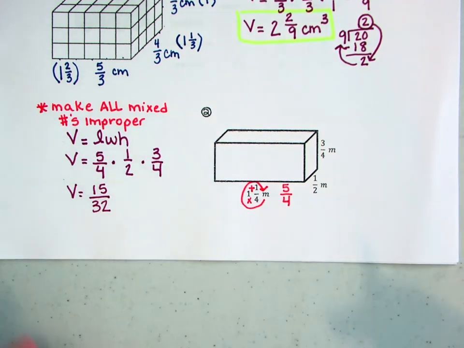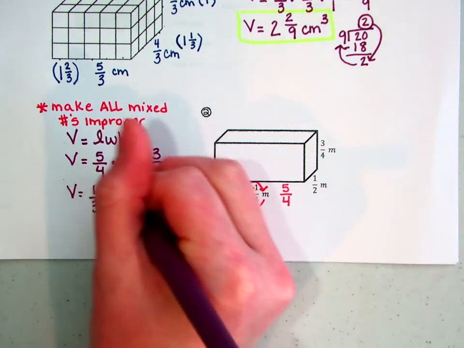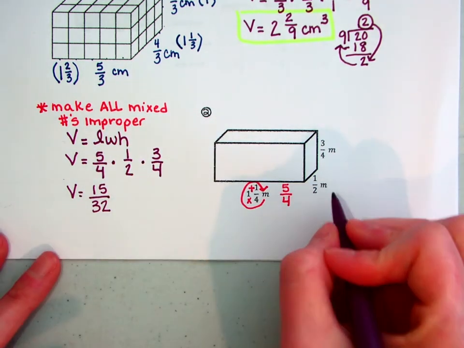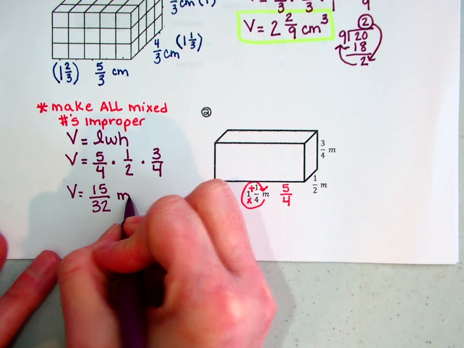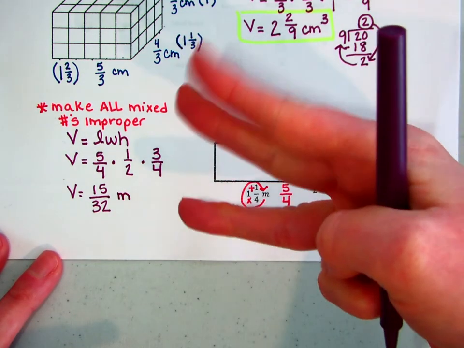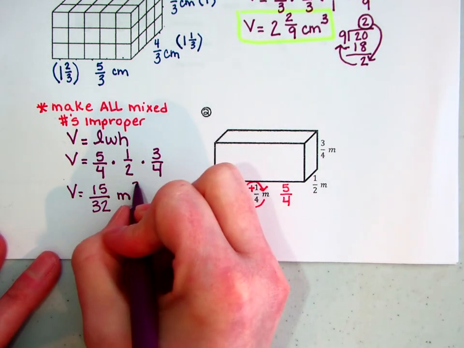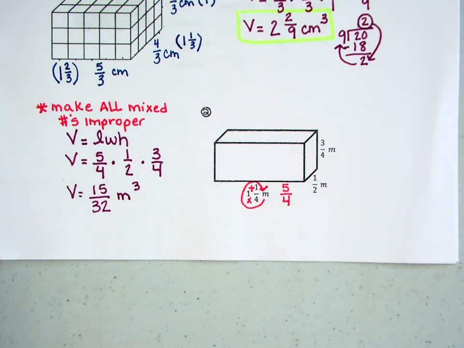So now I have a fraction. I just need to look and see, do 15 and 32 share a common factor? Is there a number that will go into 15 and into 32? And you know what? I cannot think of a single number they share. So that's my final answer. I need my units, meters, and it's to the power of 3. It's cubed. And that's my final answer.